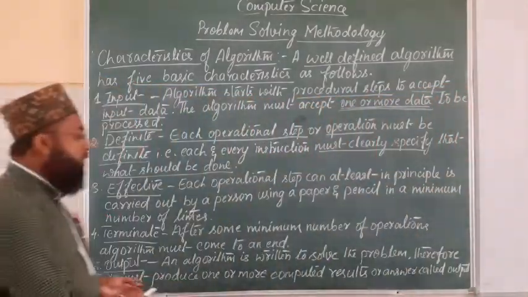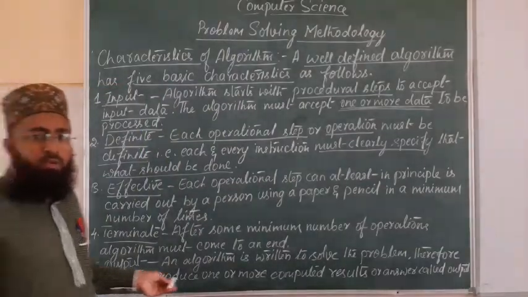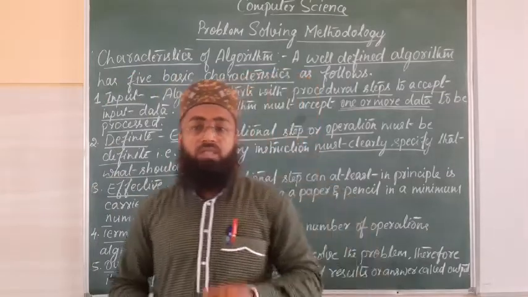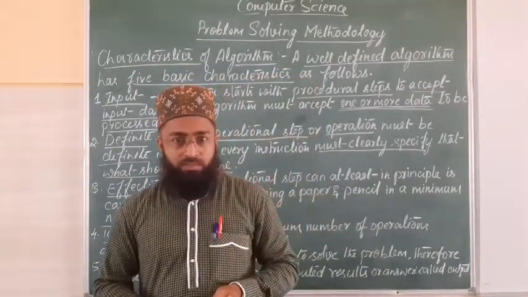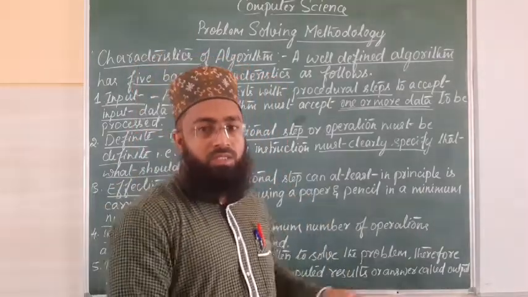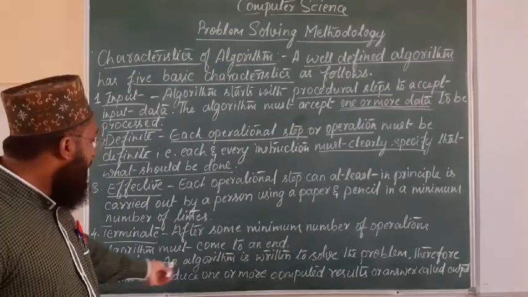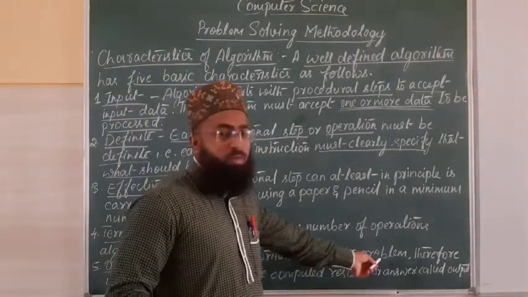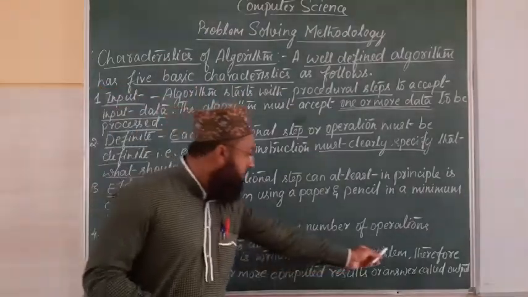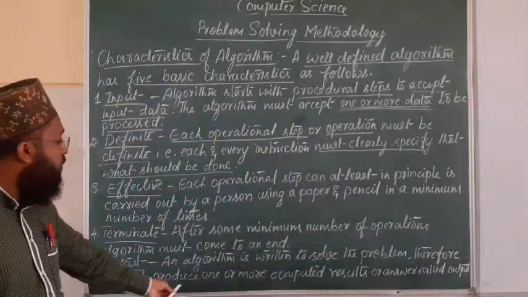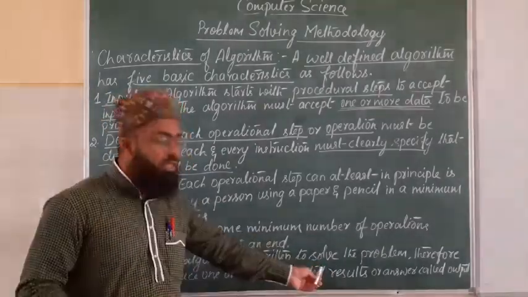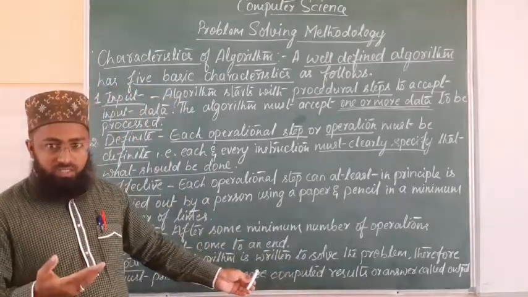And last, output. Output means after processing the algorithm, after solving it, we need to get some result or the answer. That result or that answer is called the output. An algorithm is written to solve a problem. Yes, definitely we are using the algorithm to solve the problem itself. Therefore, it must produce one or more computed results. Computed means calculated results.